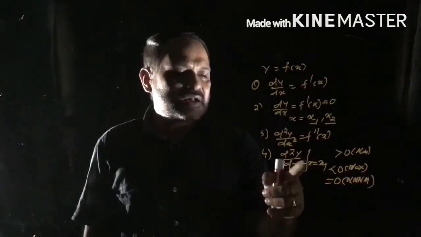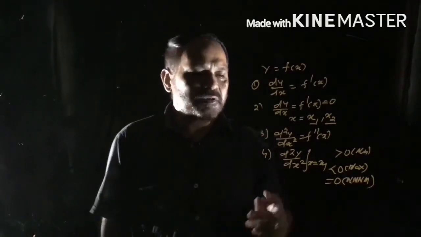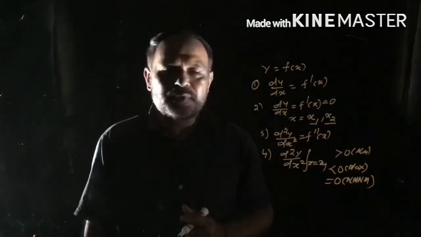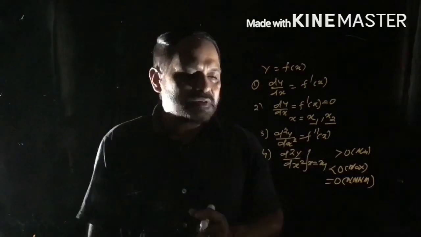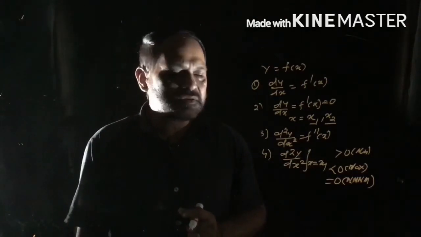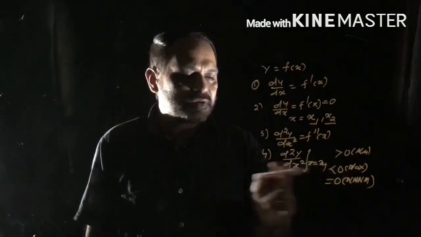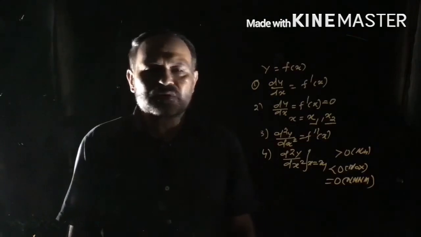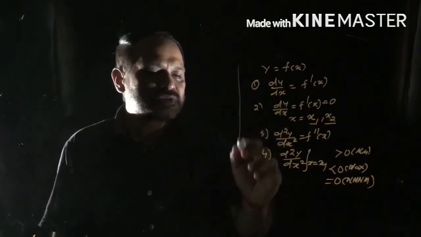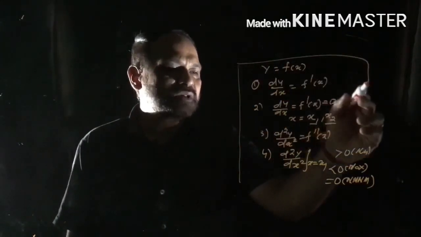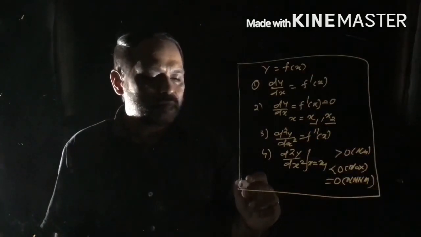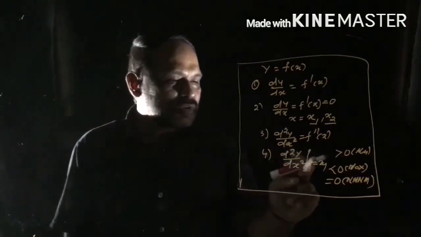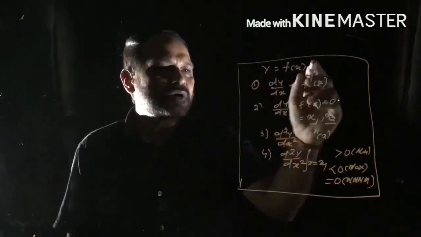It means at x = x1, if the double derivative is positive, then the function is minimum. If the double derivative is negative, the function is maximum. If the double derivative is 0, then the function is neither maximum nor minimum. So this is the procedure to find the maximum and minimum value of a function. To find the value, put the extremum point in the function.